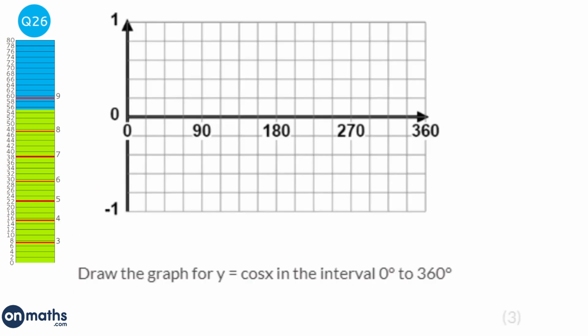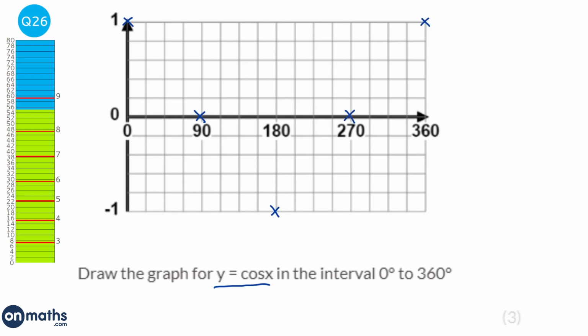You're expected to be able to draw a sine, cosine and tangent wave. And here we're asked to work out what y equals cos x looks like on a graph. Now cos x starts at 1, goes down to 0, then goes down to minus 1 at 180, then back up to 0 at 270, then back up to 1 at 360.